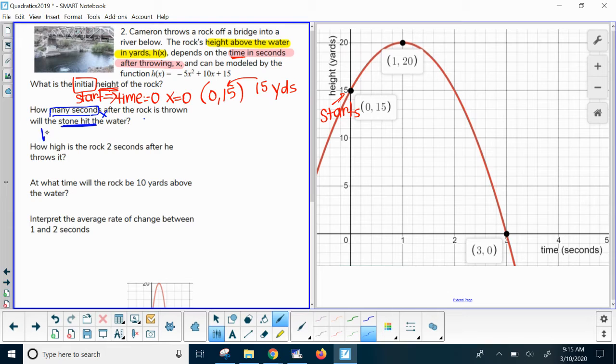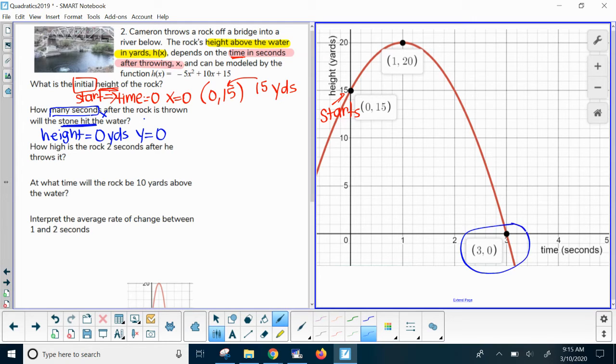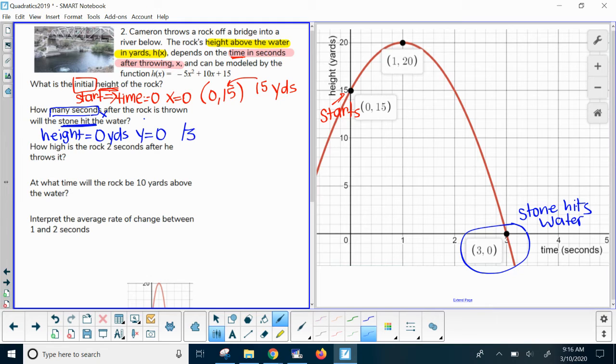And they're saying the stone will hit the water. So they're telling me the height of the stone hitting the water is going to be 0 yards. So that means y equals 0 this time. Right? And I've got a place right here where y equals 0. So this is where the stone hits the water. Okay, so it's at (3, 0). So the time that the stone hits the water is 3 seconds.